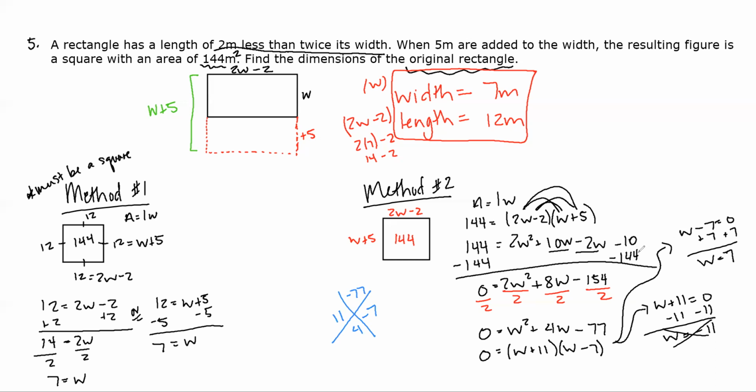But now we're at the same point where we know what W is. So we know the width is 7 meters. And the length, we plugged in 7 and we got 12 meters. So same thing, you just plug it in up here, which we've already done. So 2 different methods for this problem. If you do method 1, you have to have a square so that you know that all 4 sides are congruent. If not, method 2 is kind of the standard way of doing this problem.